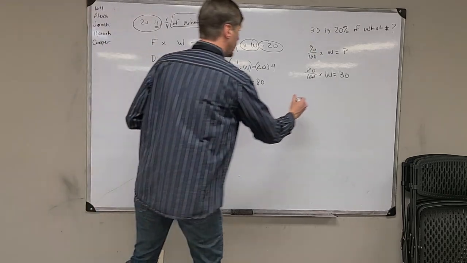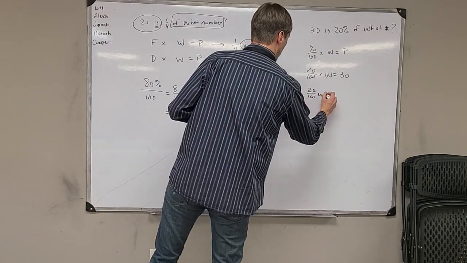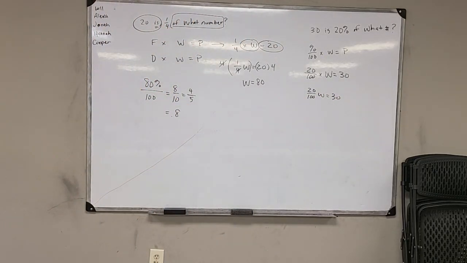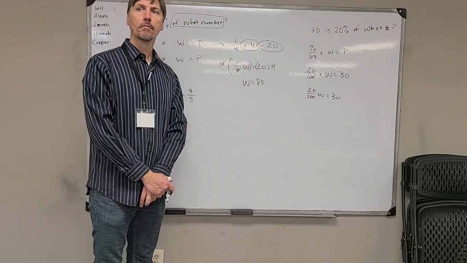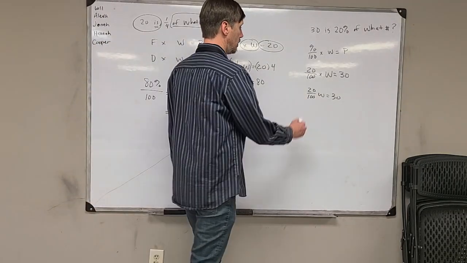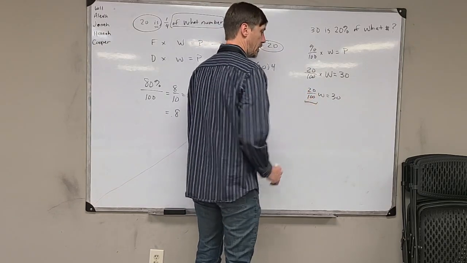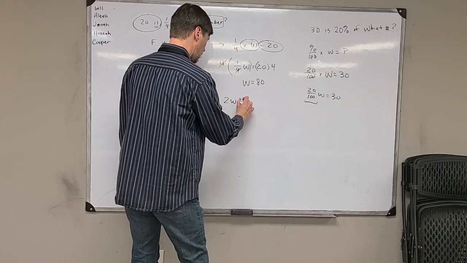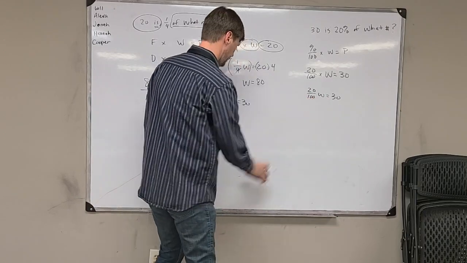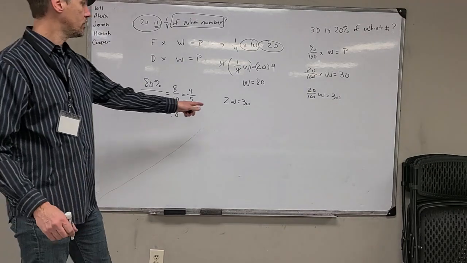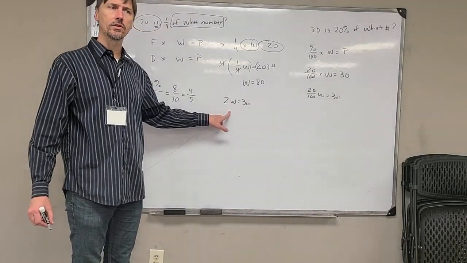Now if I've got 20 over 100, a fraction right here, times this W, and I'm trying to figure out the W, how do I get the W all by itself? You put it on the other side of the equal sign? I want to get rid of this. How would I get rid of it? Let's say I had a 2 there. How would I get rid of that 2? You move it to the other side of the equal sign. But how do I move the 2 over here? How do I get rid of this so that the W is all by itself?